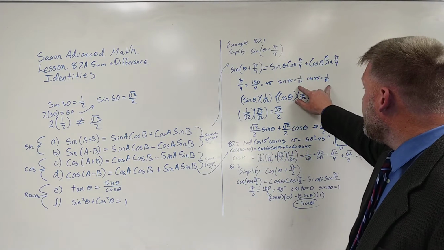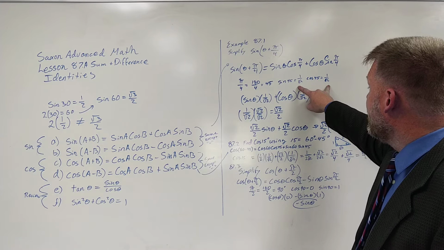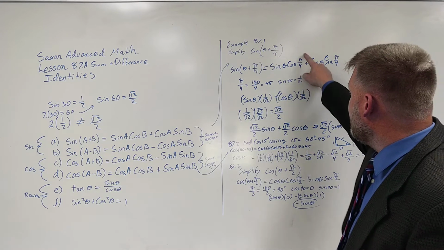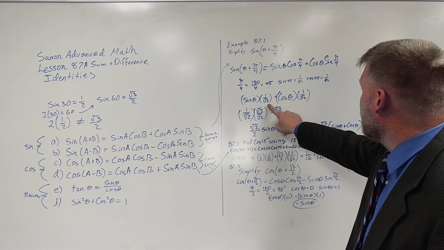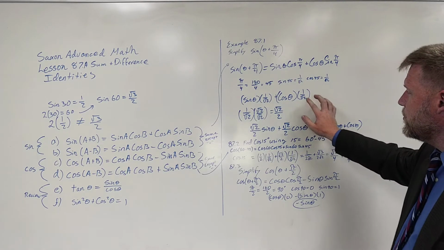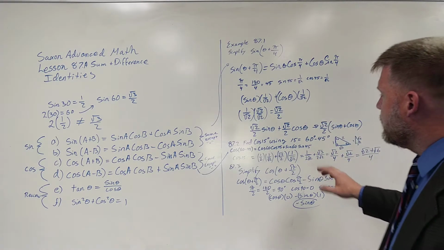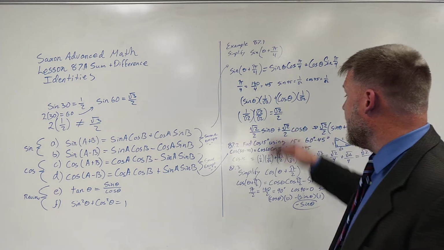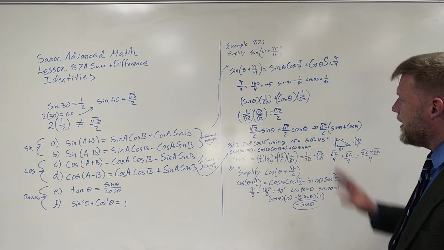Now, I'm going to then plug these in for the pi over 4. So the cosine of pi over 4 becomes 1 over root 2. The sine of pi over 4 becomes 1 over root 2. And they now have substituted in. Well, I don't really know what theta is, but I don't have to because I'm going to have a theta in my answer, and you'll see that.